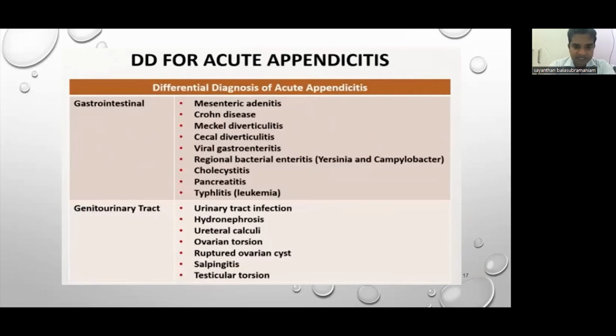GI tract infections, already we discussed. Ureteric calculi, ovarian torsion, ruptured ovarian cyst, salpingitis. Even testicular torsion can present with right-sided abdominal pain. That's why with all right abdominal pain, we examine the scrotum in boys. Otherwise, sometimes we may miss testicular torsion while trying to find the appendix. The appendix may be normal, but finally we will miss the torsion.